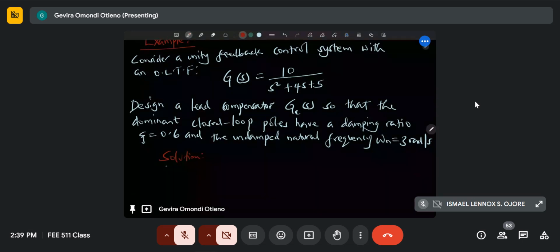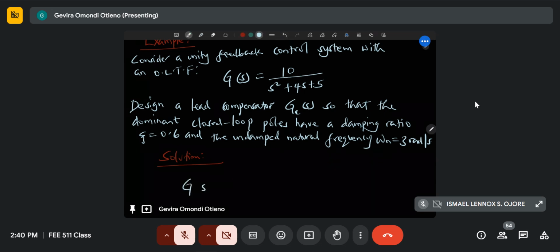Solution. Okay, I'll not complete the solution, but where I leave it, you'll continue from there, and then I'll look at it in the next class as we start with the lag compensation. Now, the critical point here that we need to note is this: we are given a similar transfer function like we had, so we can actually rewrite that transfer function so that we have G of s.